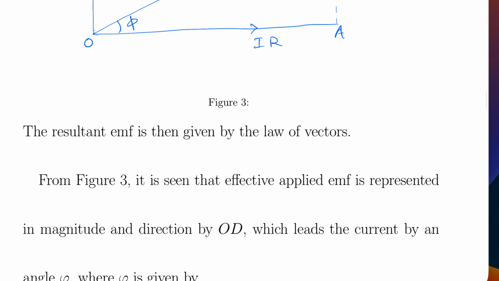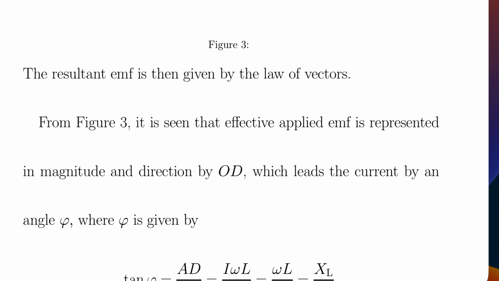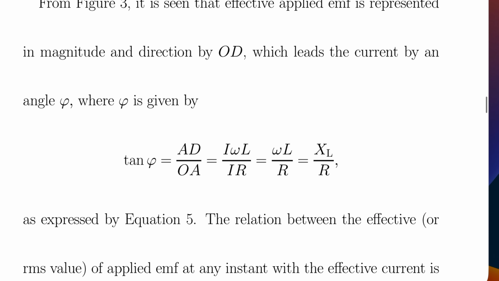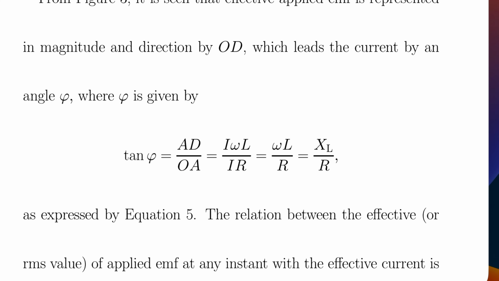So from figure 3, we see that the effective applied EMF is represented in magnitude and direction by OD, which leads the current by an angle phi, where phi is given by tan phi is AD upon OA. AD is given by I omega L. OA is IR. I and I cancel out here. This is omega L upon R. And this is simply omega L is XL. And this is R. So this is simply XL upon R.